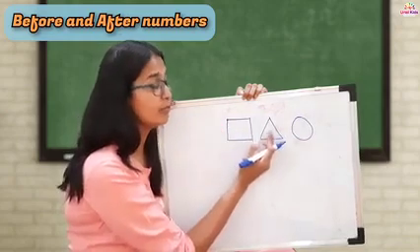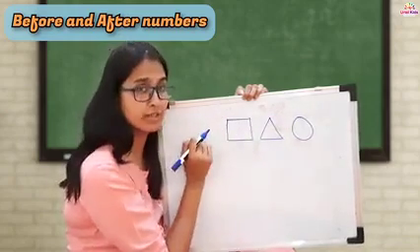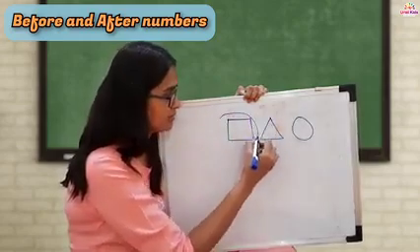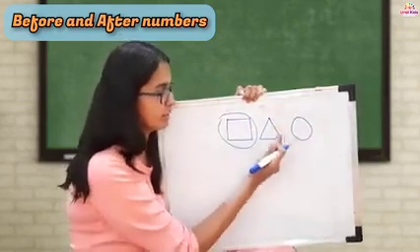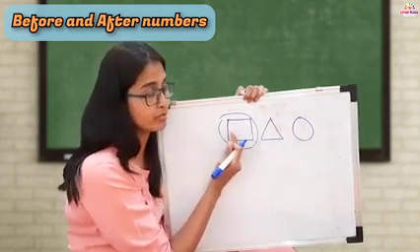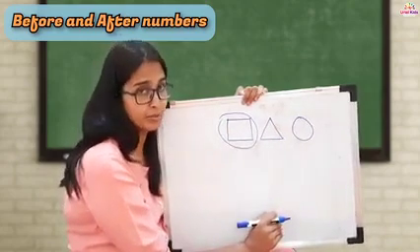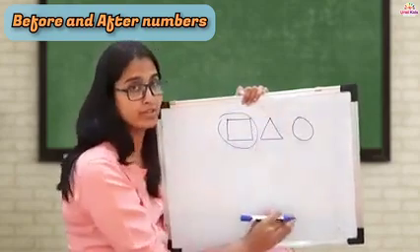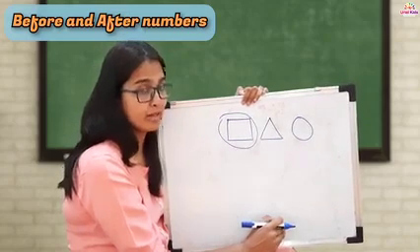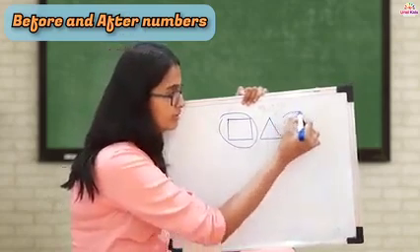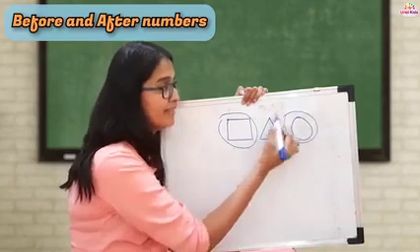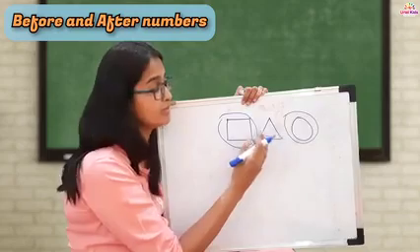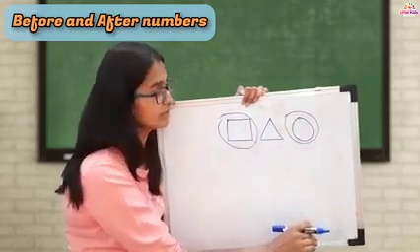Alright. So now if I ask you, what shape comes before the triangle? Which shape do you see before a triangle? You would select the shape square, because this comes before the shape triangle. Now if I ask you, what shape comes after the triangle? You would say the shape circle comes next to the triangle. So the shape that comes after the triangle is circle.